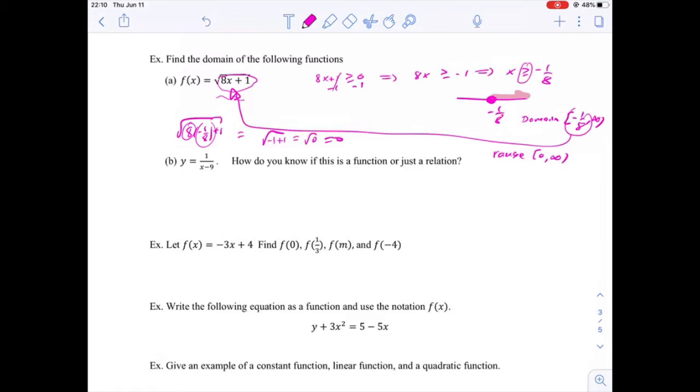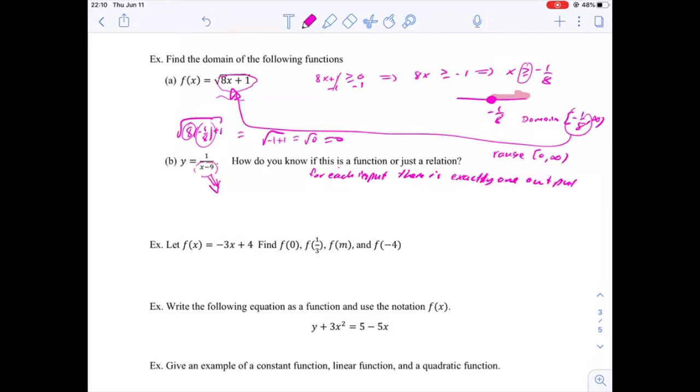Now, here in this problem, we're asked, how do you know if this is a function or just a relation? If for each value of x, there's exactly one value of y, that means it's a function. This is the answer. For each input, there is exactly one output. You can try any input, you get one output, except at x equals 9.